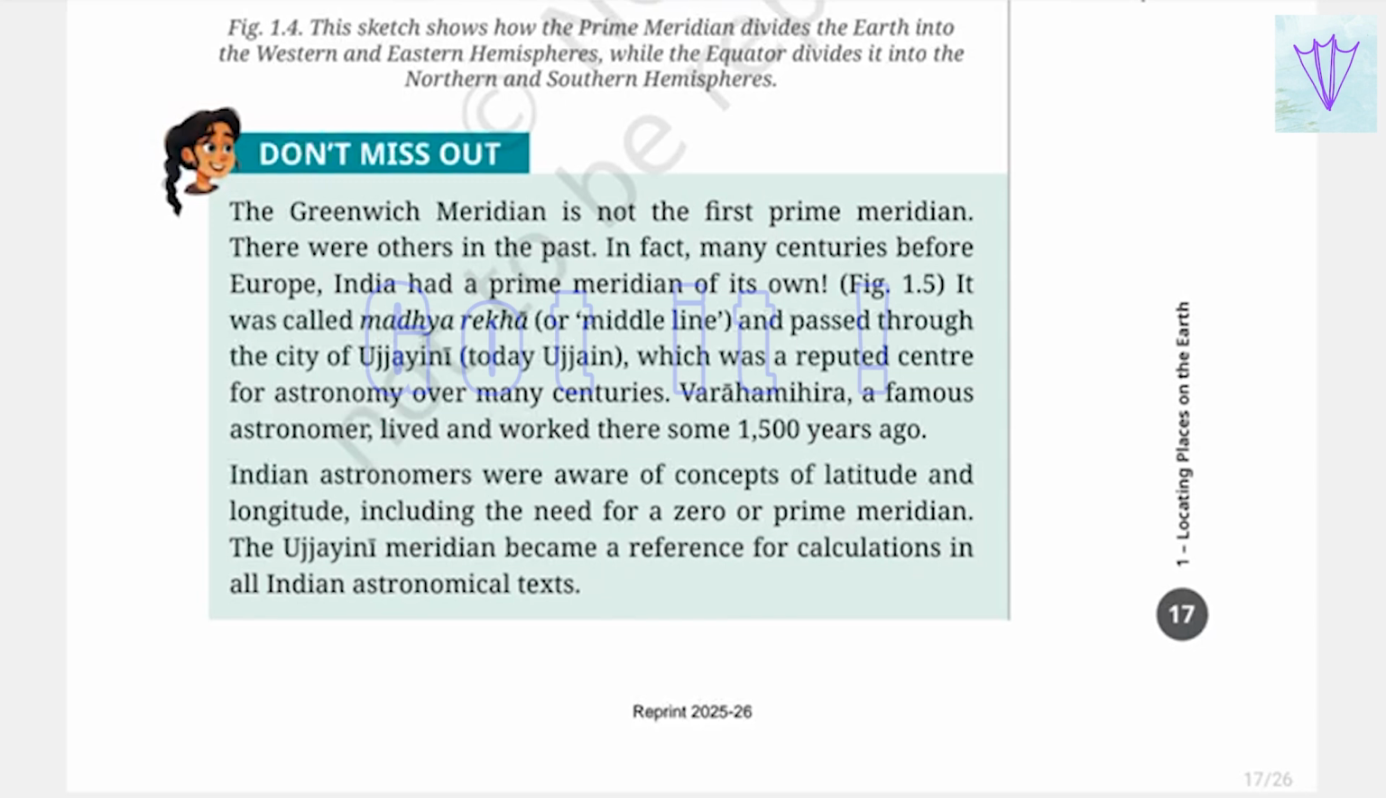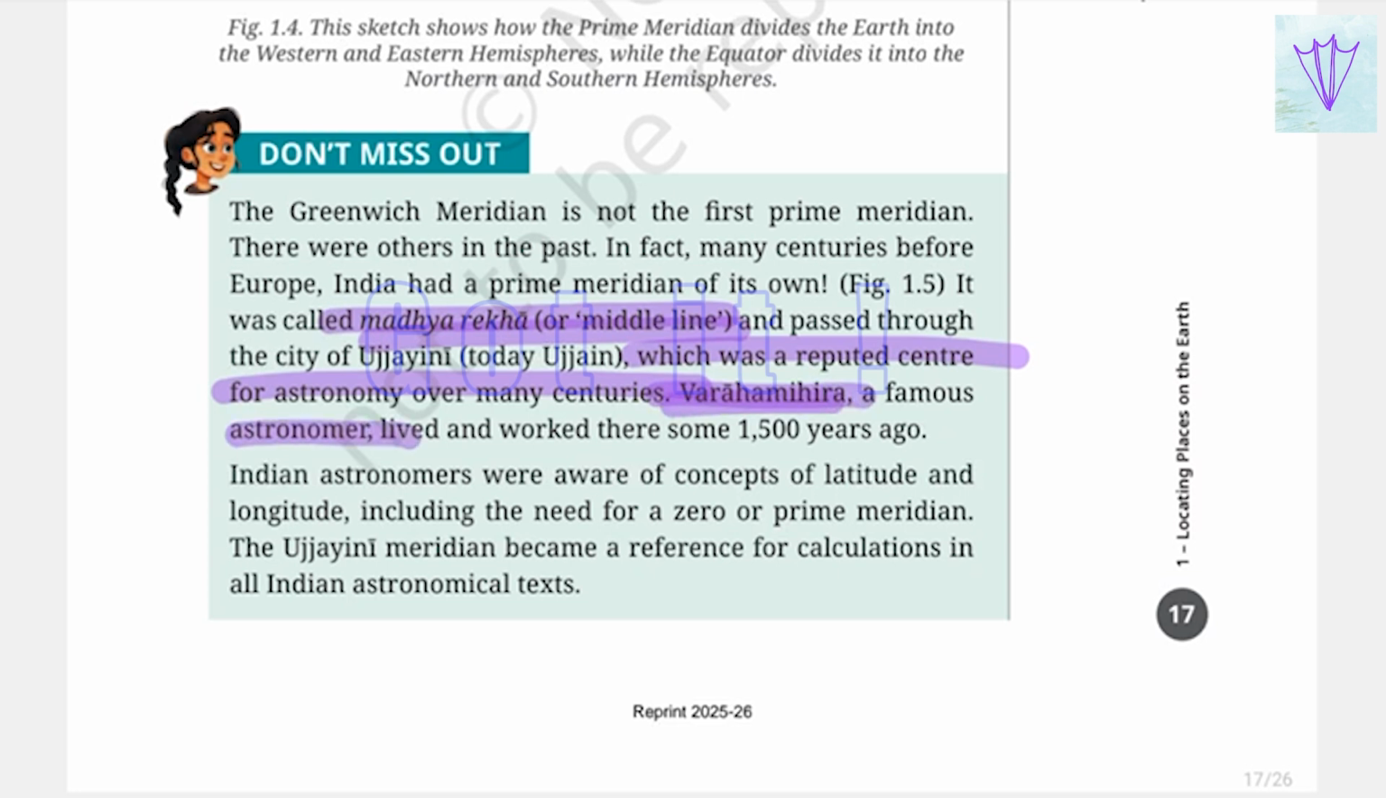So here, the Greenwich Mean Time is not the first prime meridian. There were others in the past. In fact, many centuries before Europe, India had a prime meridian of its own, and we called it the Madhya Rekha or the middle line, and it passed through the city of Ujjain, which was a reputed center for astronomy over many centuries.